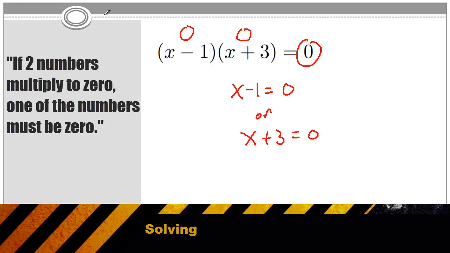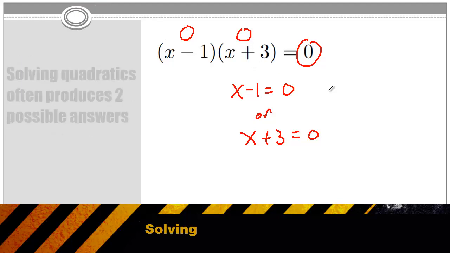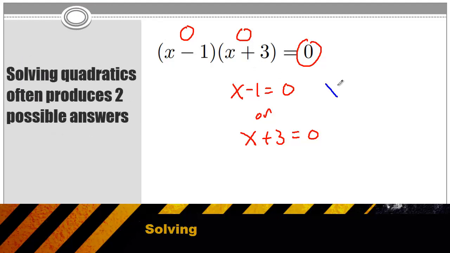And then you just solve for x. We add 1 to both sides on the first equation, and we get x is equal to 1. On the second equation, we subtract 3 from both sides, and we get x is equal to negative 3. So you actually have two equations. This equation will be true if x is equal to 1 or if x is equal to negative 3.